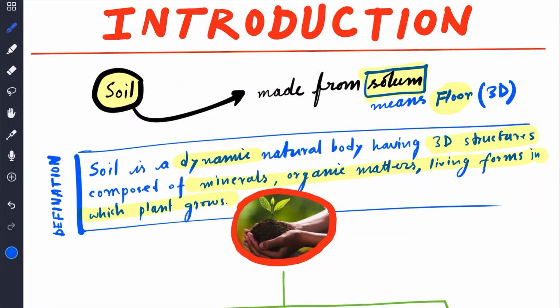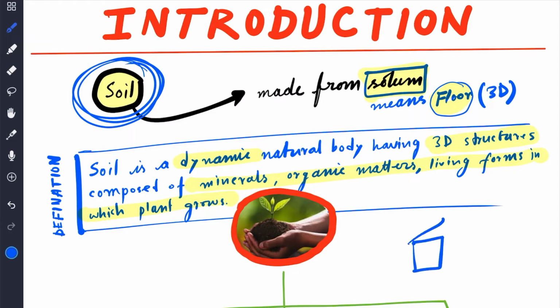The word soil comes from the solum, actually made from the solum. Solum means nothing but the floor, and floor is a 3D structure. 3D structure means having length, breadth and depth. So basically soil is made from the solum. You have to remember this important point, and this is a 3D structure.